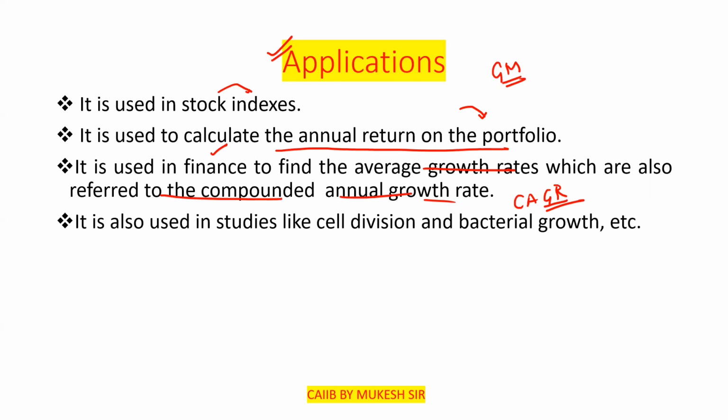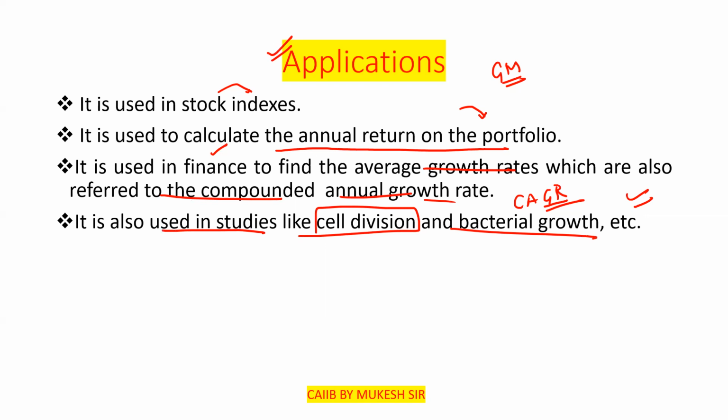Presently, all the banks will present their quarterly results, the December quarterly results. So you will see that. How will it be calculated? It will be calculated on the basis of the geometric mean. Presently, calculators are available, that's why we are not going into the background of that calculation or the formula of that thing. Next, it is also used in studies like cell division and bacterial growth, etc.